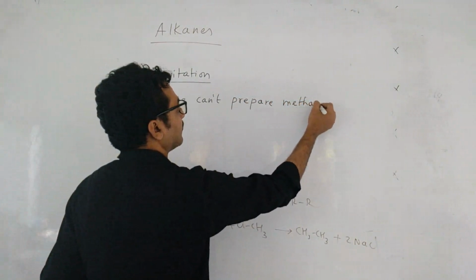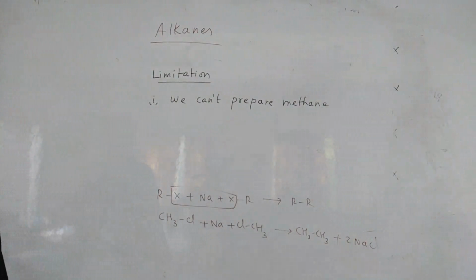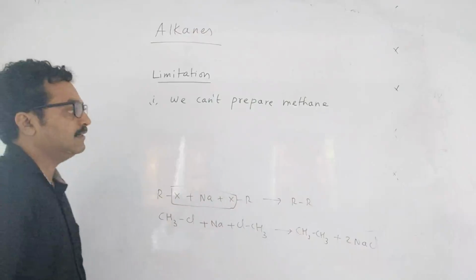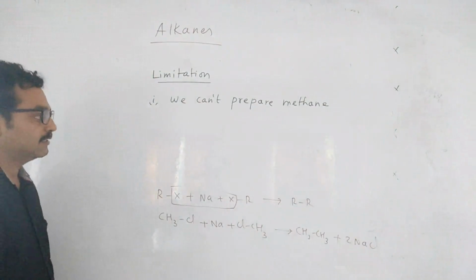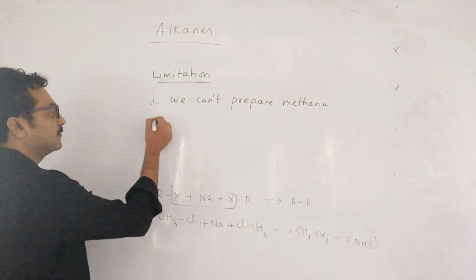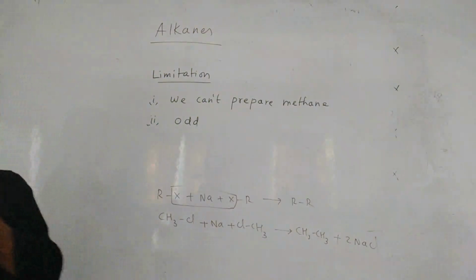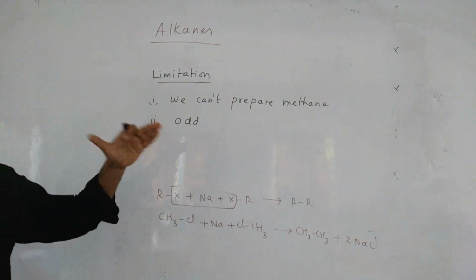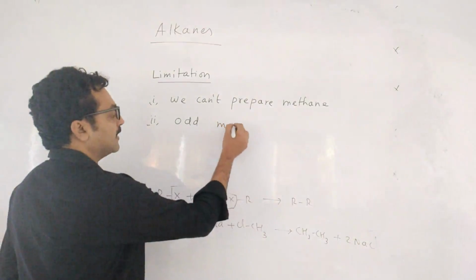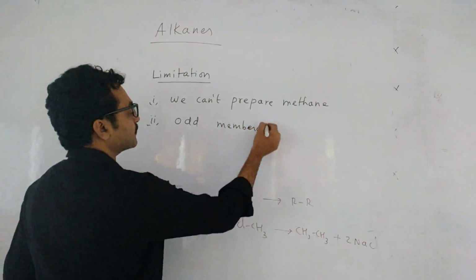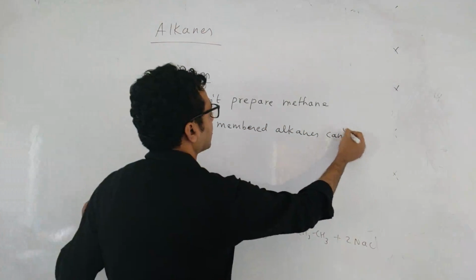This is a previous NEET question. Which of the following alkanes cannot be prepared by Wurtz reaction? So what is the answer? Methane. Methane can't be prepared by Wurtz reaction. Second drawback: odd numbered alkanes cannot be prepared. You may have a doubt, methane is also odd, but methane is generally different from other odd alkanes. Odd membered alkanes can't be prepared.